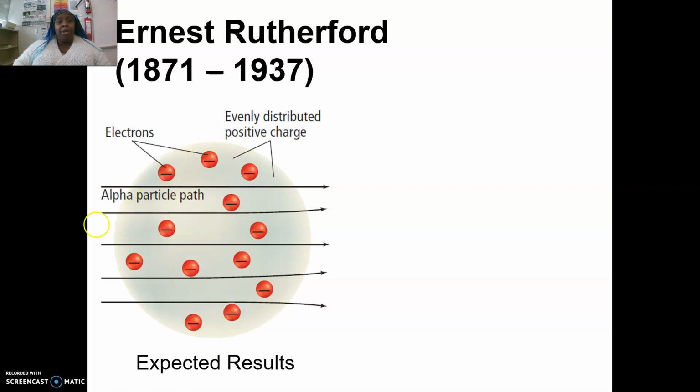If the plum pudding model was the accurate model, then those alpha particles that Ernest Rutherford shot through that piece of gold should all have gone straight through. Okay, there should have been no reflection at all. 100% of those alpha particles should have gone straight through the pudding, and there should have been nothing in its way.